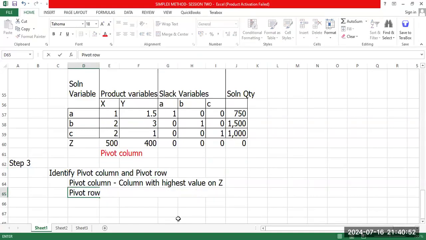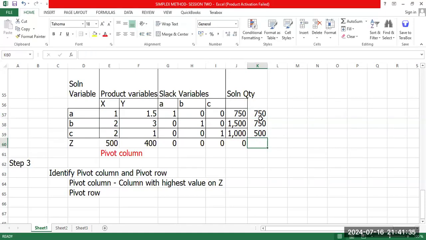And how do you identify the pivot row? You come to your solution quantity, get this figure, then divide it by the corresponding value on the pivot column. The corresponding value is 1. What do you get? You get that. Then the next, you get this figure and divide by the corresponding value on the pivot column, which is 2. Then you get this figure, divided by the corresponding value.